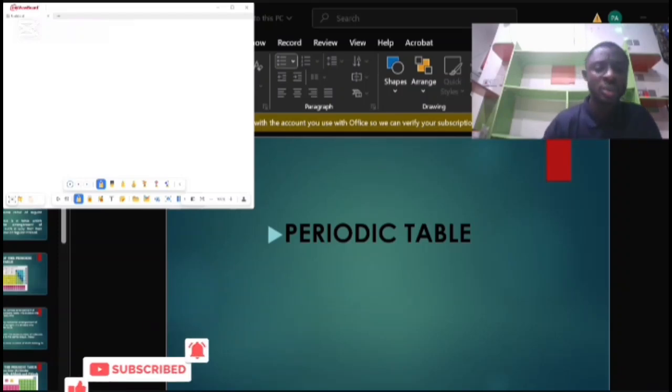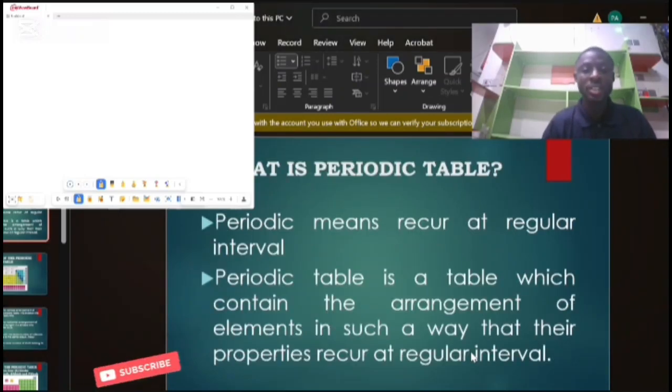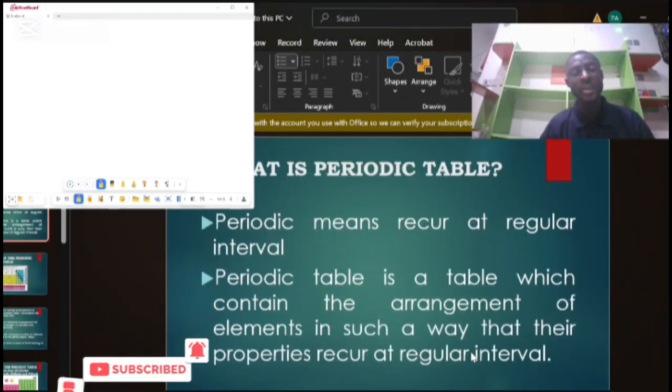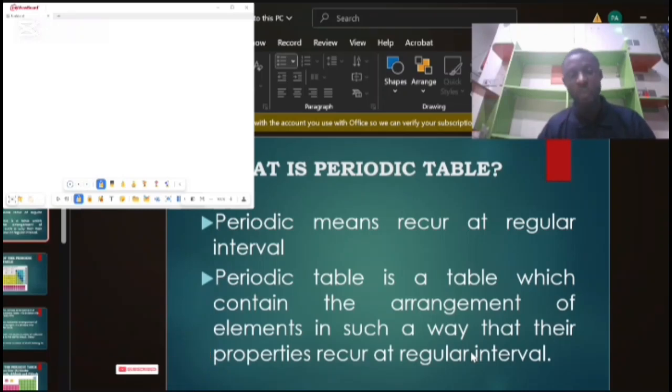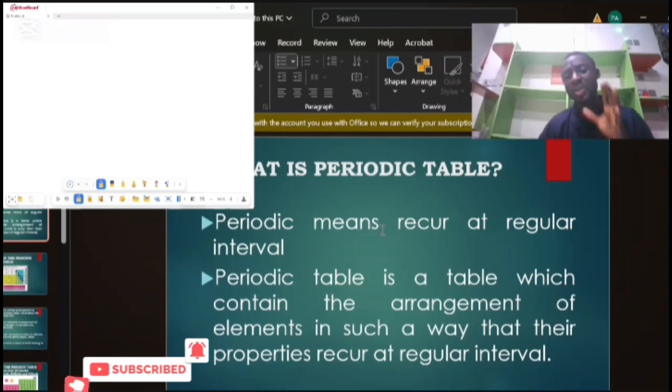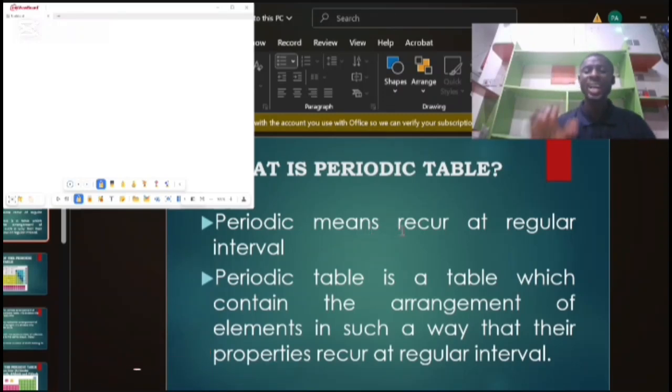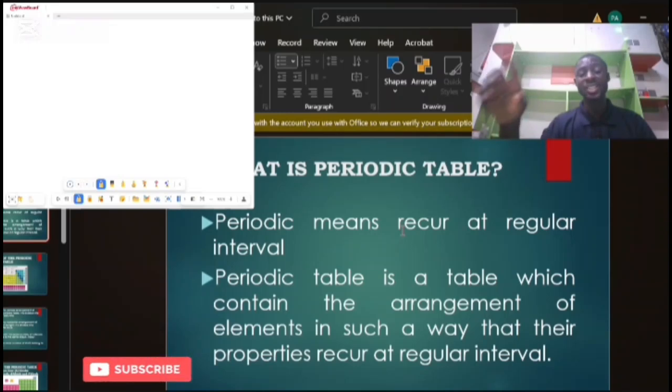Today we are looking at the periodic table. First thing, what does periodic table mean? That is the first thing that I want us to check in this place. Periodic table can be divided into two words. It's made up of periodic and table. And when you look at the word periodic, it means when something will occur at regular interval. When something will occur at regular interval, we say that thing is periodic.